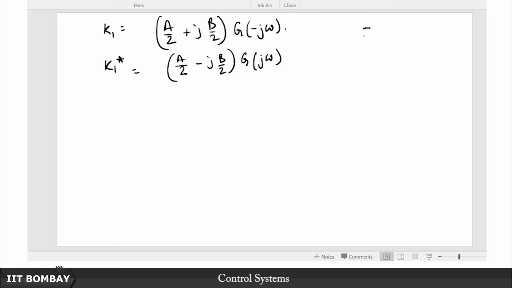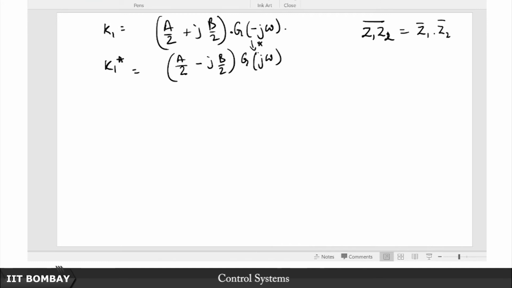Remember that if you have two complex numbers z1 and z2, and if I take the conjugate of their product, that is the same as taking the conjugate of the individual complex numbers. So here also I have two complex numbers, one is of course (a plus jb) by 2, the other is G of minus j omega, right? So if I take the complex conjugate of overall K1, then it will be the complex conjugate of the first term, which is this, and the complex conjugate of the second term.